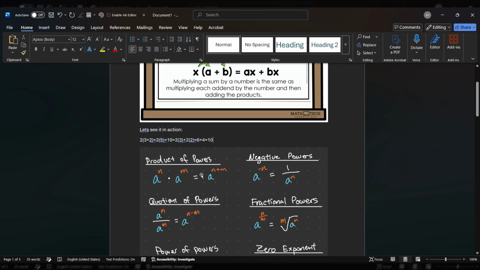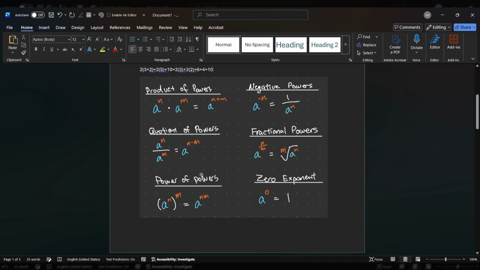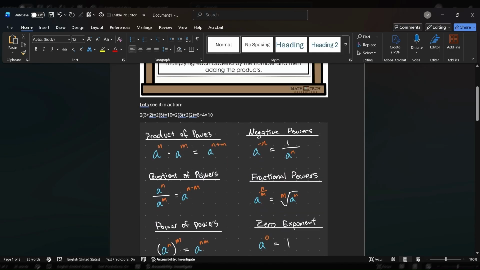Now, let's go on to the power laws and the laws of exponents. First, we have the product of powers. We have that if we have a to the n times a to the m, this will equal a to the n plus m. Now, how can you do this?